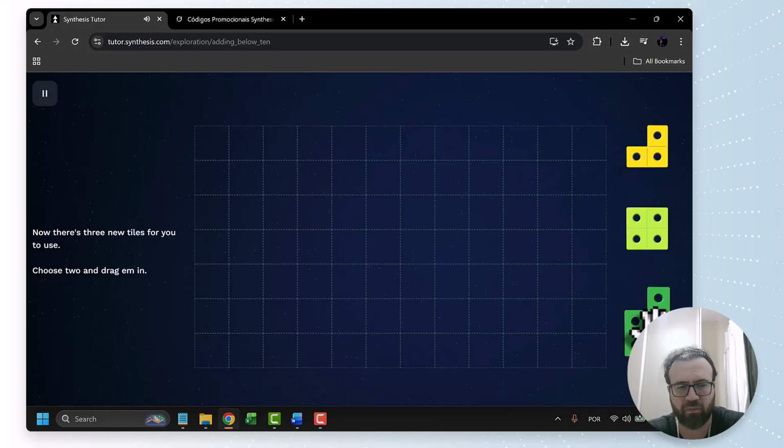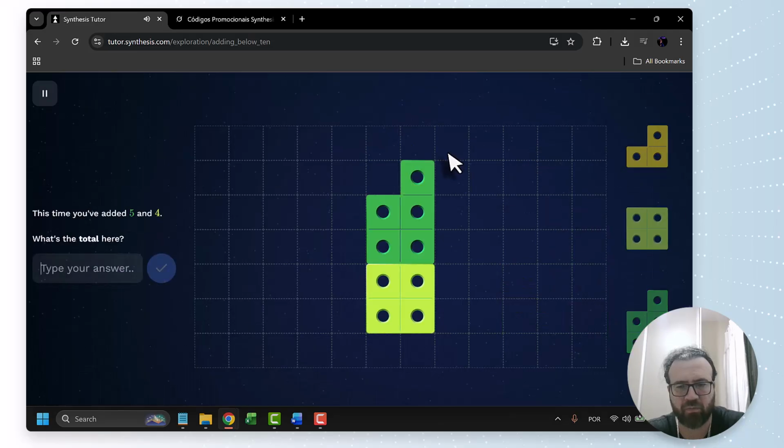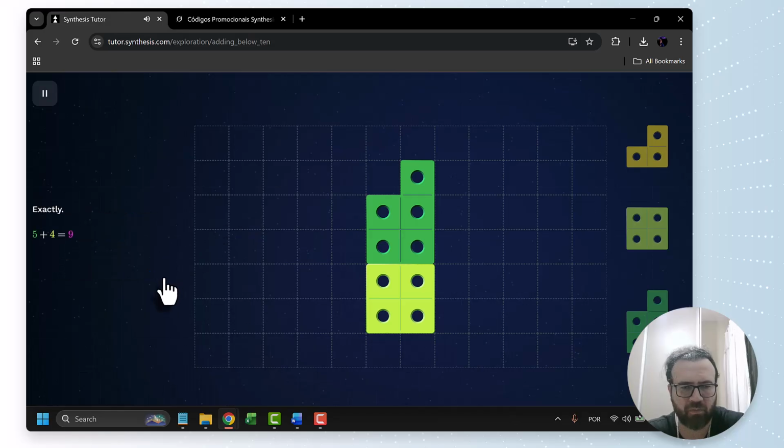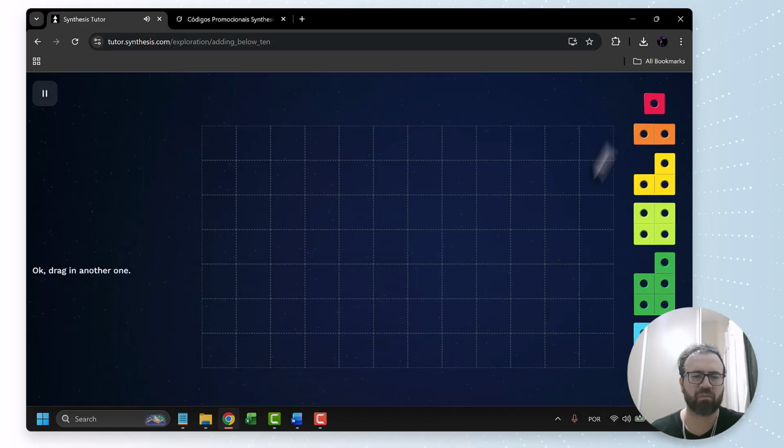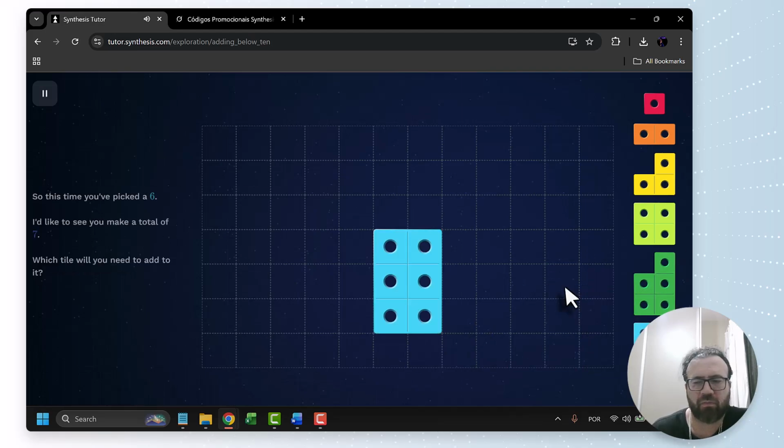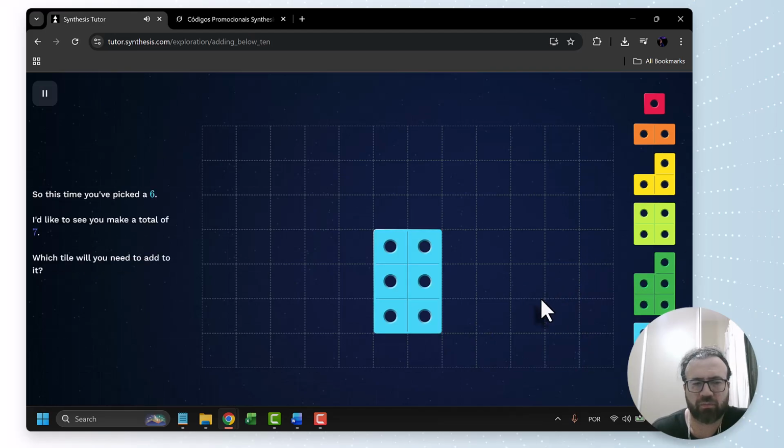Choose 2 and drag them in. This time you've added 5 and 4. What's the total here? Exactly. 5 plus 4 is 9. Okay, drag in another one. So this time you've picked a 6. I'd like to see you make a total of 7. Which tile will you need to add to it?